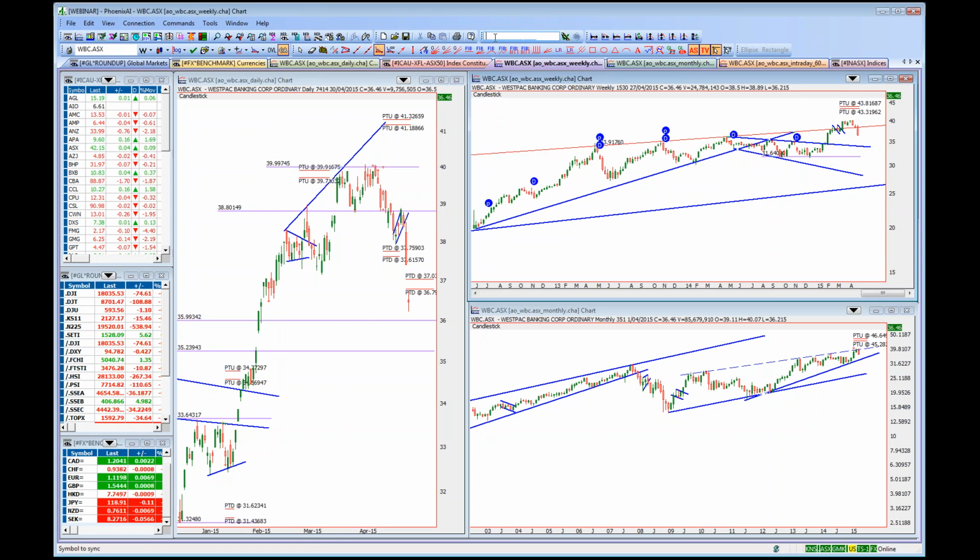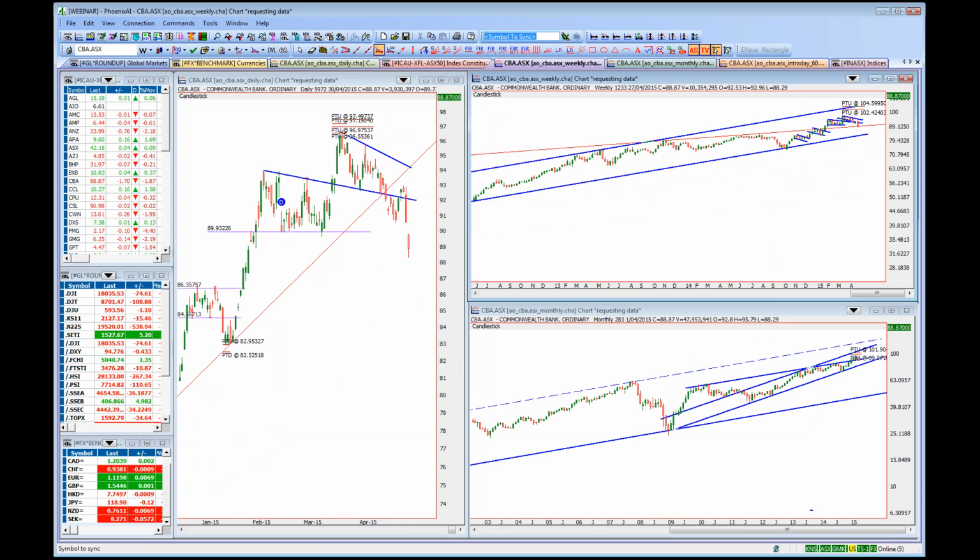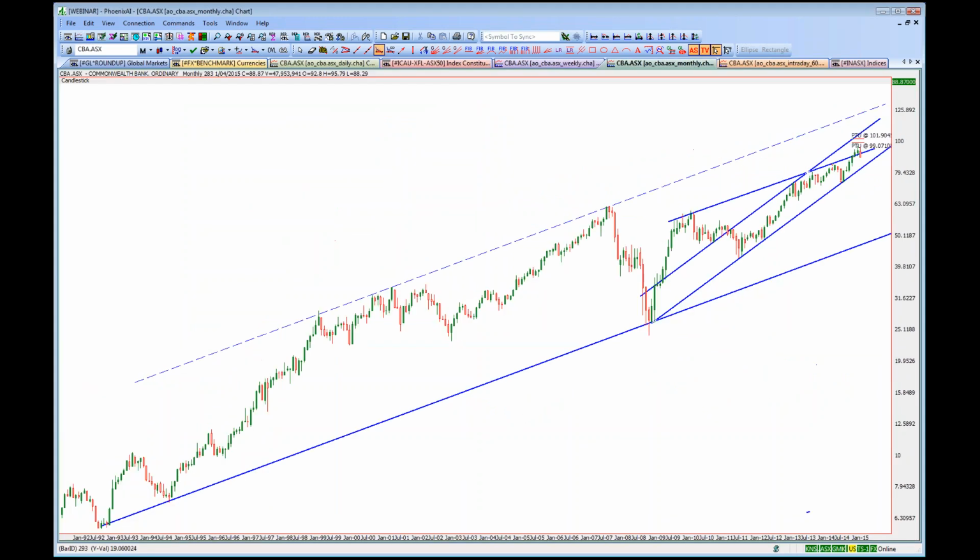That was Westpac. And CBA, looks like we're doing all the banks. Now, doesn't it look the same? If you have a look at monthly, it was short of its target there before it reversed, still inside. In fact, this one actually went well and truly above its rising wedge, so it almost made it invalid. In fact, it has made it invalid.